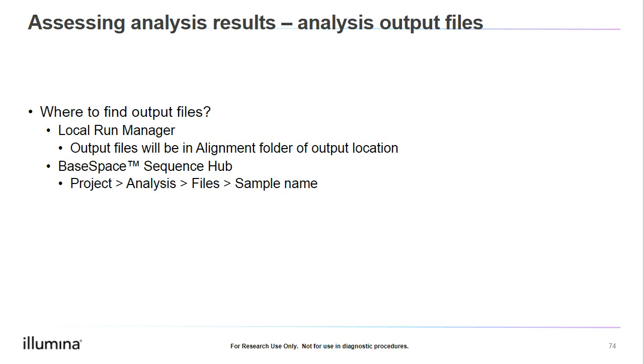For us to review the analysis results, we'll need the analysis output files. If the analysis was performed within Local Run Manager, the output files will be in the alignment folder in the analysis output location. If the analysis was performed in BaseSpace, the analysis files will be in the Files section of the BaseSpace project, and I will give more information about this shortly. If you have any questions regarding where to find analysis files or how to interpret them, please reach out to technical support.